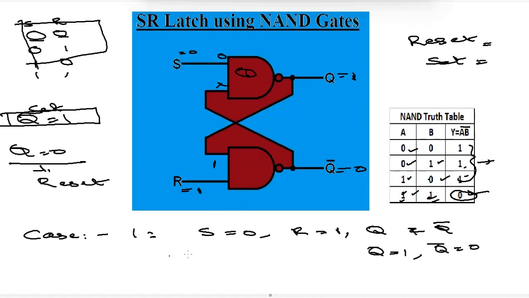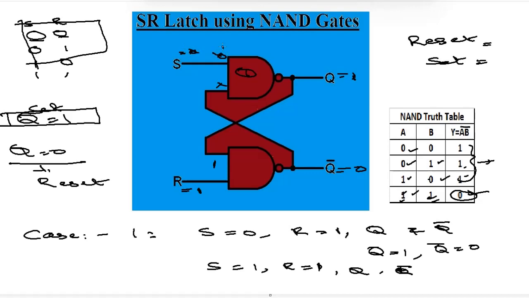Now I am changing the values. S value is equal to 1, R equal to 1. We have to find out Q and Q bar values. If the Q and Q bar values are not changed, then this condition is called the memory condition. If I remove the previous values and Q and Q bar values are not changed, then that condition is called the memory condition. Now my S value is 1.